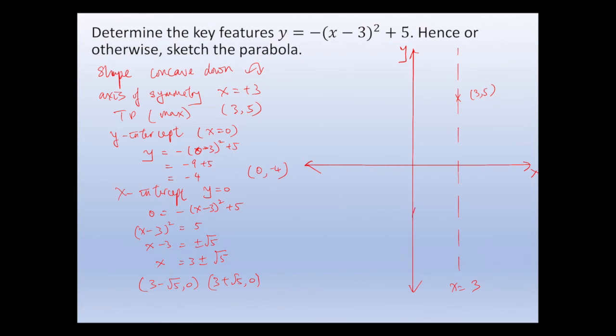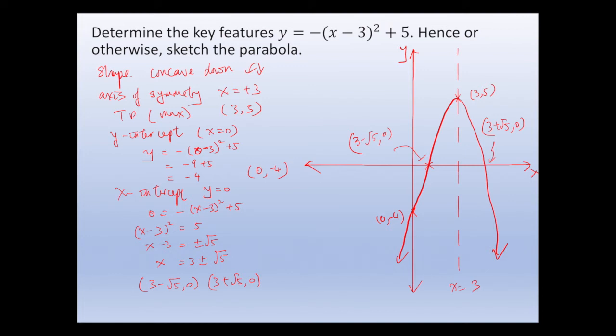And now we know the y-intercept is 0, minus 4, and let's sketch the graph first before we label in the x-intercept. Alright, so this point will be 3 minus square root of 5, 0, and this point will be 3 plus square root of 5, 0.